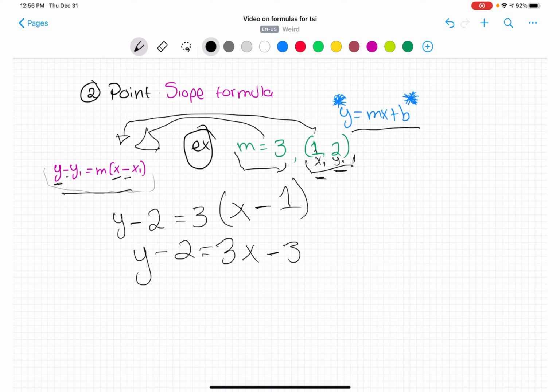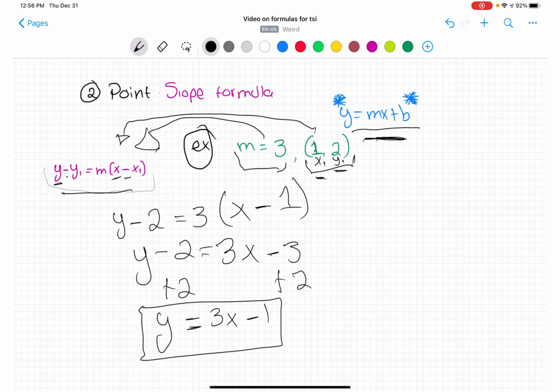And since you want everything in the y equals mx plus b form, you have to isolate the y. So for example here, the y, you should move the 2 in order for the y to be alone on one side. So here you would add 2. So you would be left with y equals 3x, and then negative 3 and a positive 2, that's a negative 1. And this is your equation. Y equals 3x minus 1.